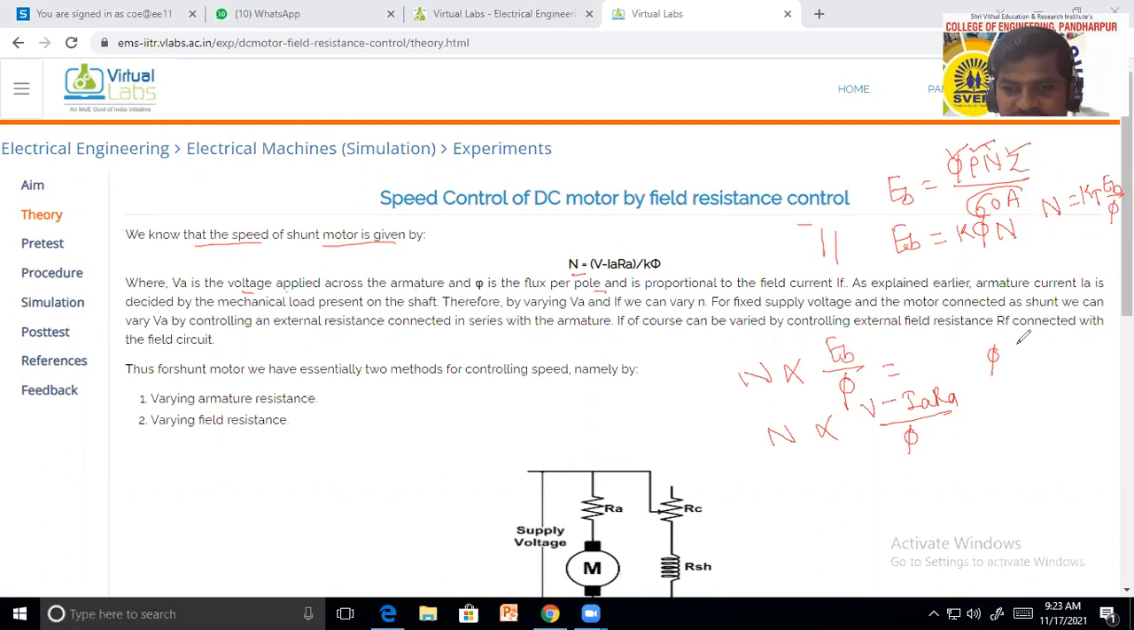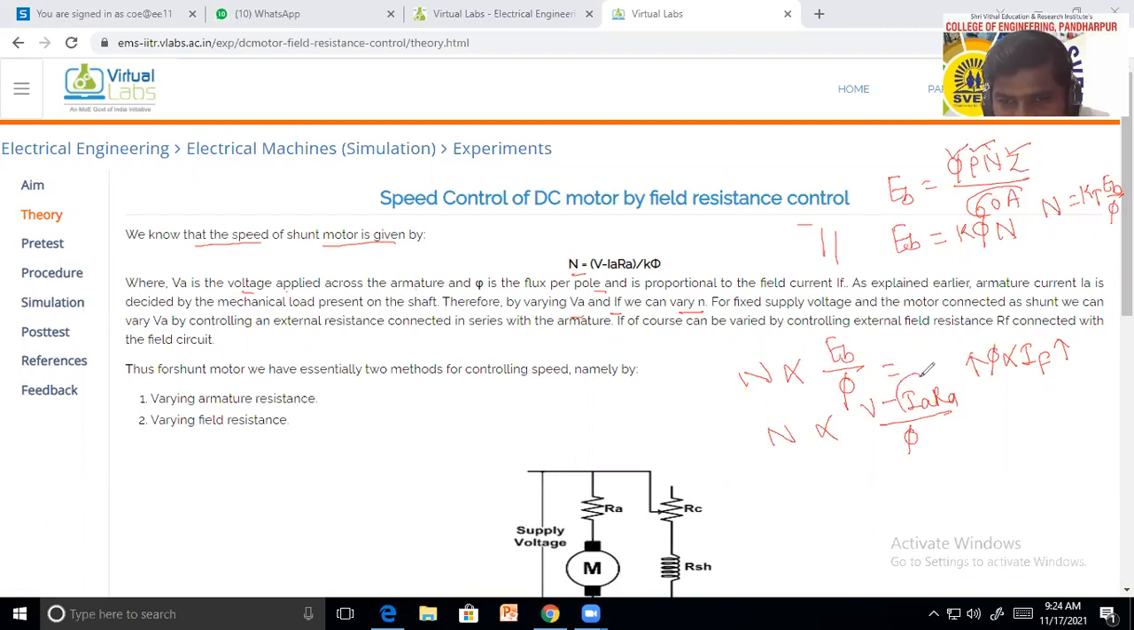Now the φ that changes is directly proportional to field current. As the field current increases, the flux will increase. If the field current decreases, then the flux will decrease. So it is a direct proportion of field current and flux. Now see, armature current Ia is decided by the mechanical load present on the shaft. If the mechanical load is constant, then the armature current is constant. Therefore, by varying the Va and If, we can vary the N.